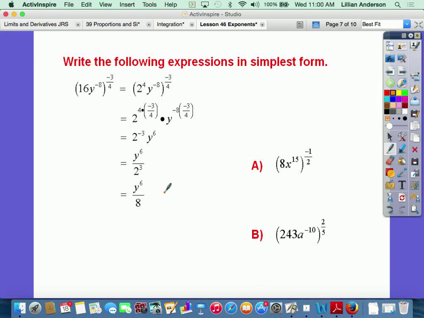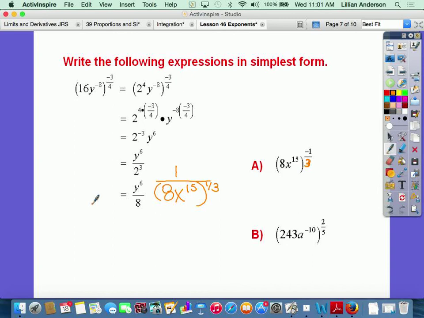Alright, so for A, we're going to make a little change to A, okay? We're going to change this negative 1/2 to a negative 1/3. So that way we can have some nice numbers here. Okay? Now I don't like negative exponents, so to make it positive, I basically have to flip this 8x to the 15th. So it becomes 1 over 8x to the 15th raised to the positive 1/3. Does everybody see that? I basically skipped that step by making it into a fraction and then flipping it. It's the same thing. To change this to be a positive exponent instead.